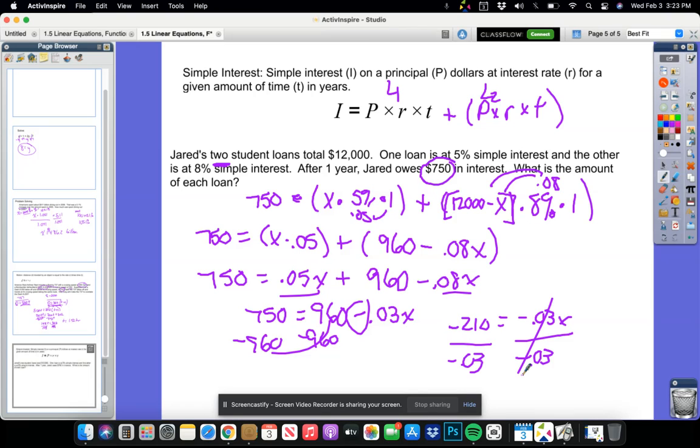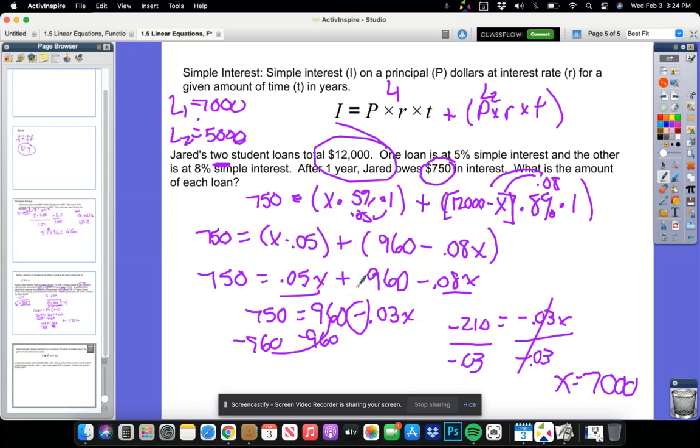In doing so, we get negative 210 divided by negative 0.03. You get a grand total of 7,000. X equals 7,000. The question is, how much would they put in each loan? Loan 1 has 7,000. Loan 2 has 5,000, because 7,000 plus 5,000 gives us 12,000.